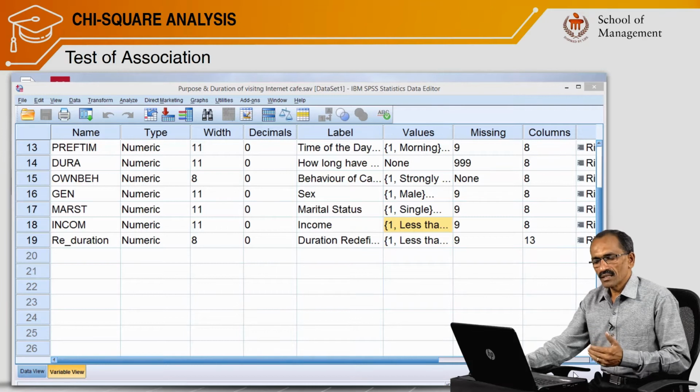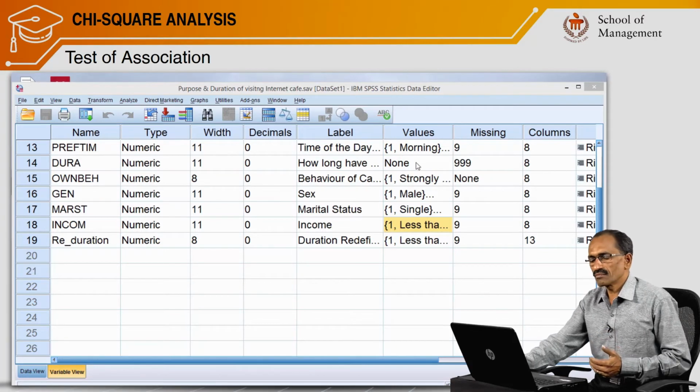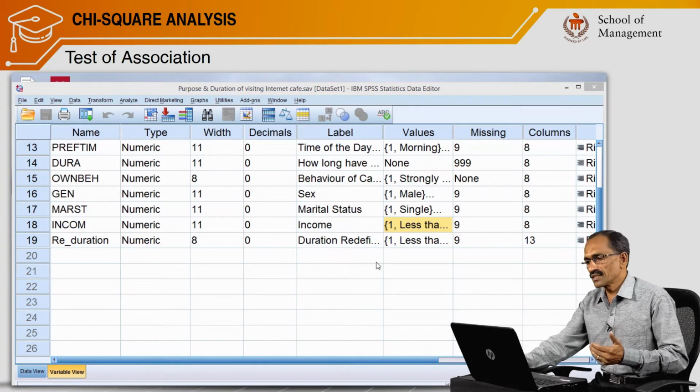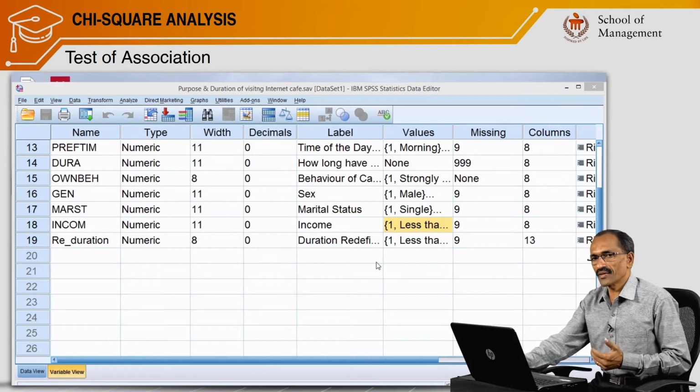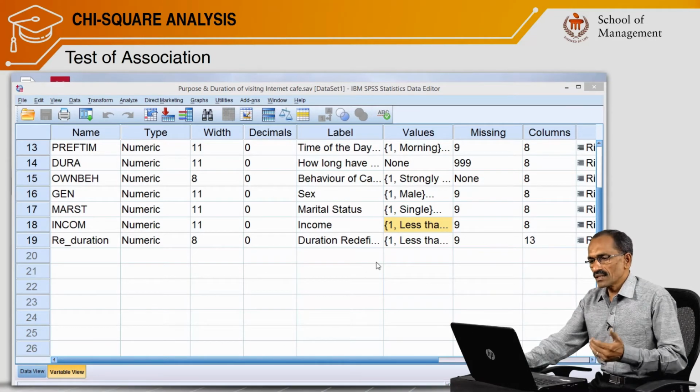Here, our variables of interest, in our purpose and duration of visiting Internet Cafe database, I would like to know whether there is any relation between the income of the respondents and the duration of visiting Internet Cafe. So both should be categorical, that is the condition. It should be categorical and both variables are categorical here.